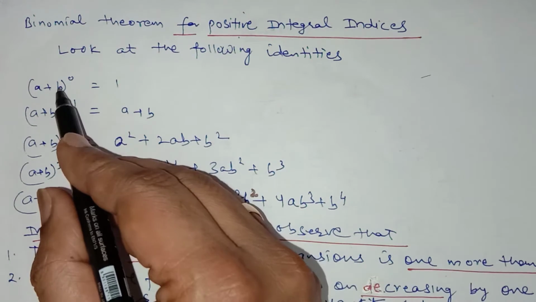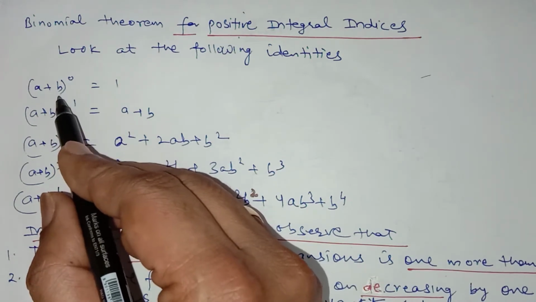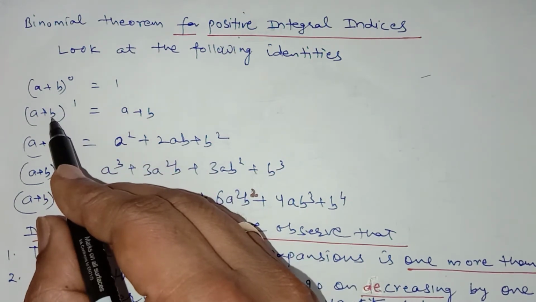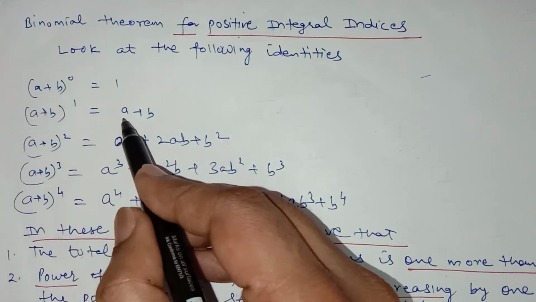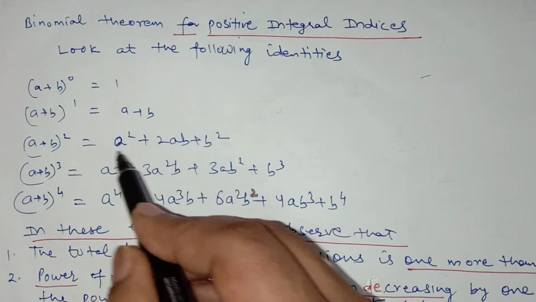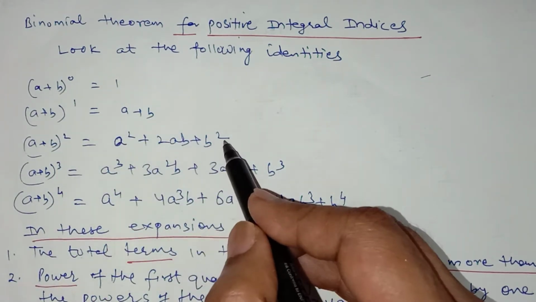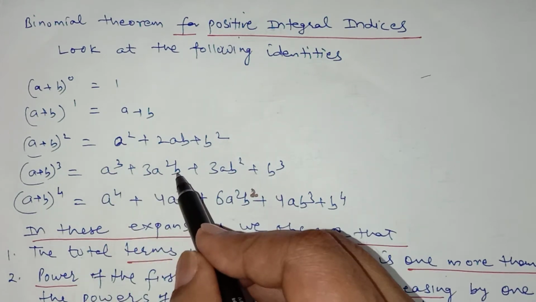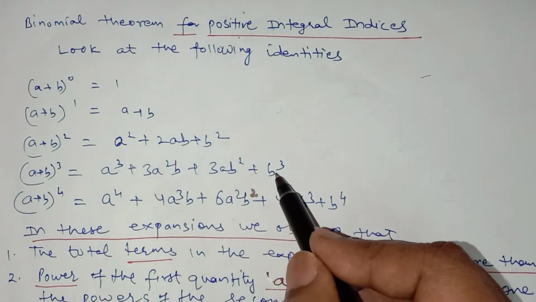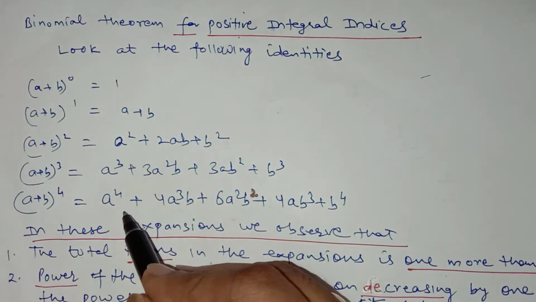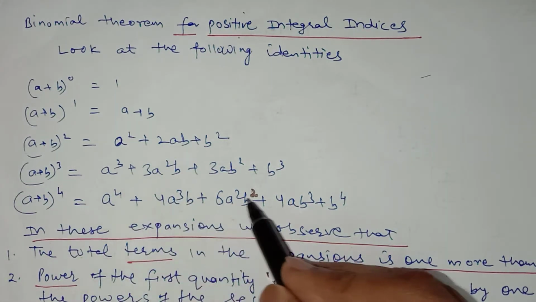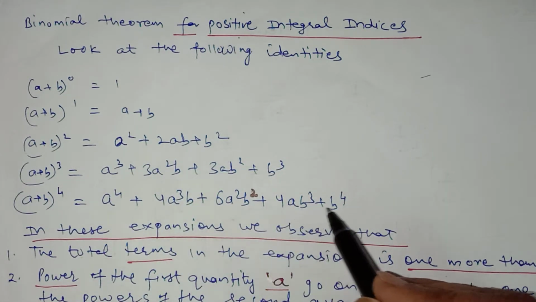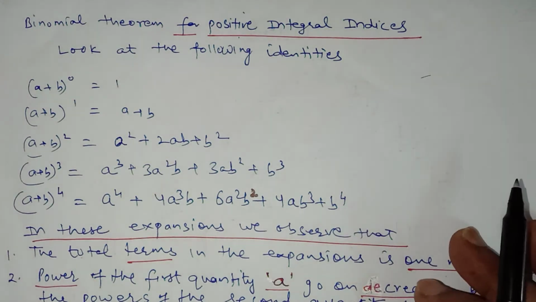Similarly, the power of the second term of the binomial is increasing. We have b raised to power 0, b raised to power 1. Then b raised to power 0, b raised to power 1, b raised to power 2. Then b raised to power 0, b raised to power 1, b raised to power 2, b raised to power 3. In power 4, b raised to power 0, b raised to power 1, b raised to power 2, b raised to power 3, b raised to power 4, and so on.